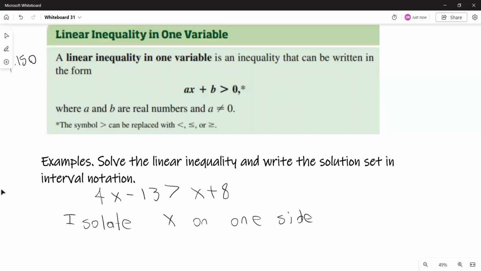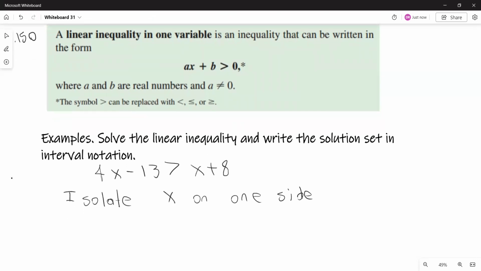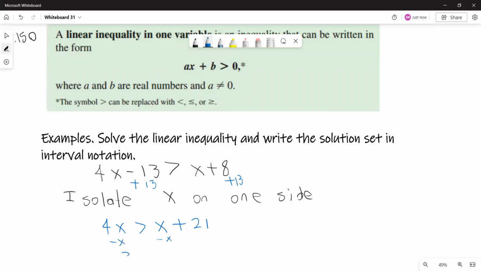So the first property works exactly the same as it does with inequalities. We can add 13 to both sides. So 4x is greater than x plus 13, which is 21. And we can subtract x from both sides. So 3x is greater than 21.